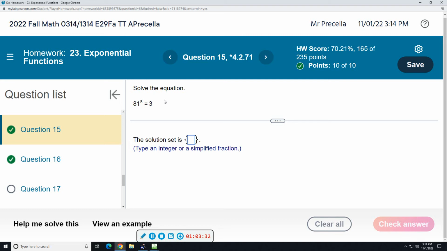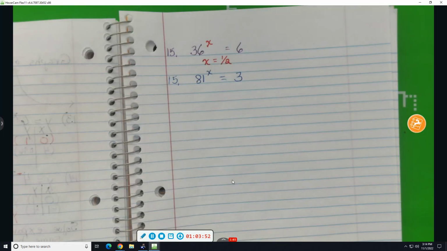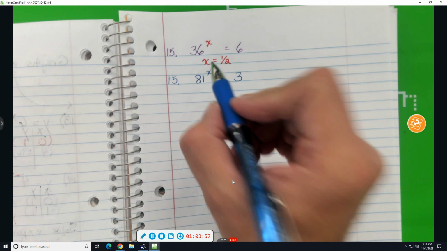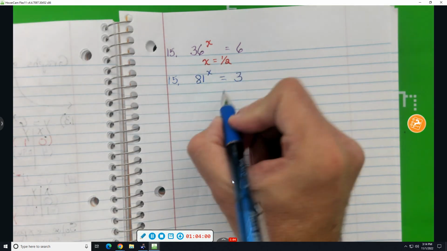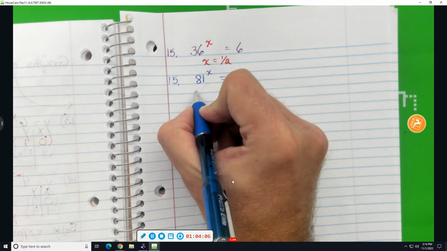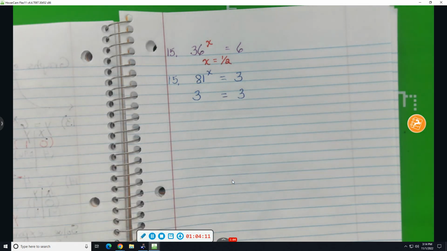Number 15. 81 to the x power equals 3. Well, I wish that had been the first one rather than just 1/2. I'm going to do this problem using that same base method. I'll look at the big base and ask, can I rewrite 81 with a 3? How many 3's would I need to multiply together to get 81?